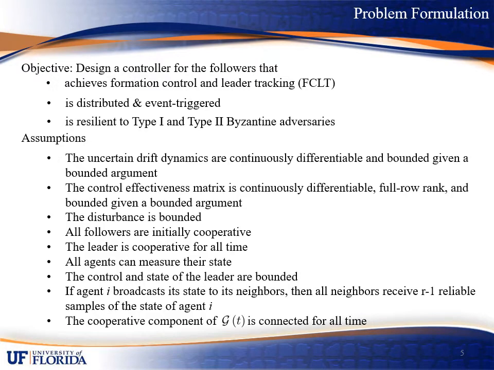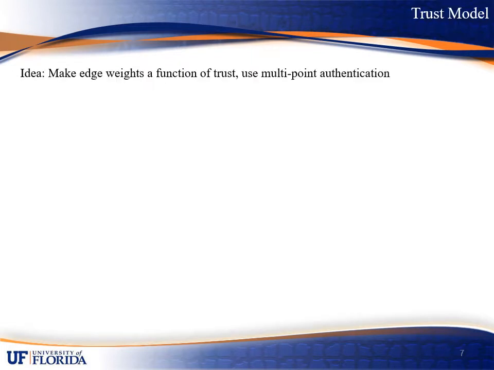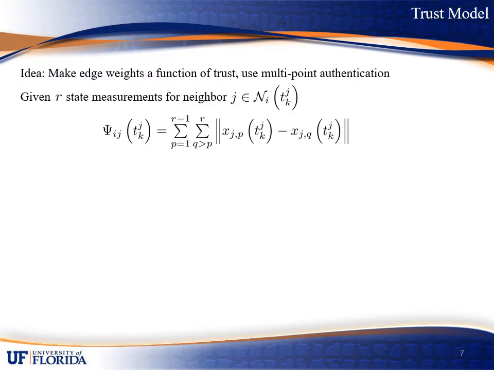Here's a list of assumptions we make within this work that are common and found within the literature, with the exception of the second to last assumption. It is an assumption that we introduced that basically boils down to agent i receiving R-1 redundant state samples from each neighbor that broadcasts its state. We can then design the edge weights to be a function of trust, which use multi-point authentication or the redundancy in state information to compute a degree of reliability for each agent.